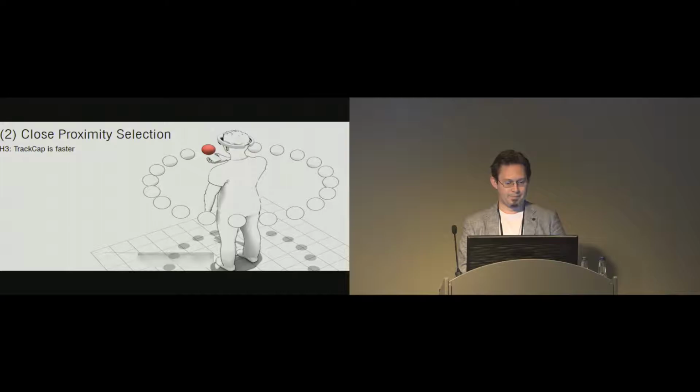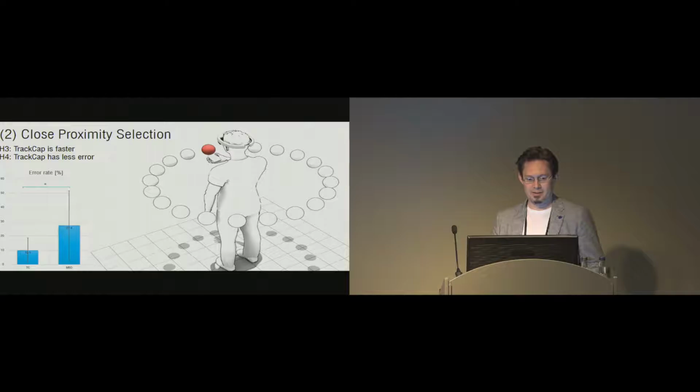Again, we wanted to see if TrackCap is indeed faster by selecting objects in close proximity, or has a lower error rate. We can say that the error rate is significantly lower with the direct selection, so using TrackCap, mainly because a 3 degrees of freedom only controller is not so natural in a close proximity.